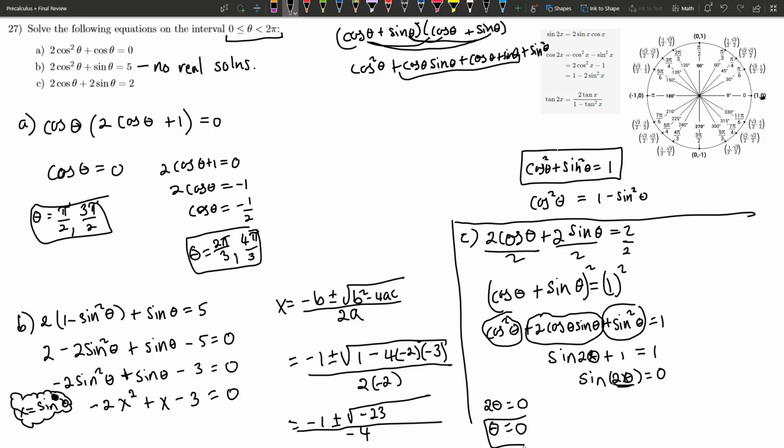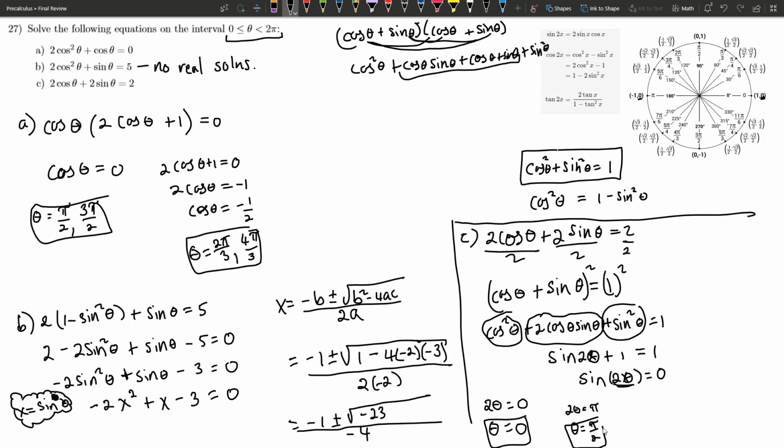So that's one angle. But that's not the only place where sine of an angle is 0. You can see sine of this angle over here. I'm not going to say 180 degrees because we're thinking in terms of radians here. I'm going to use pi. So that double angle could equal pi, and divide both sides by 2, and you get that theta is equal to pi over 2.